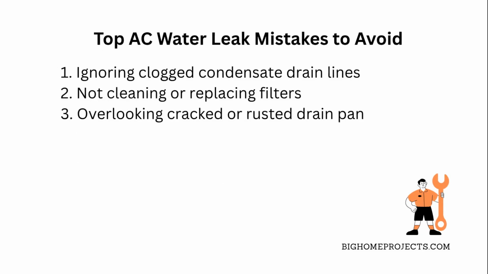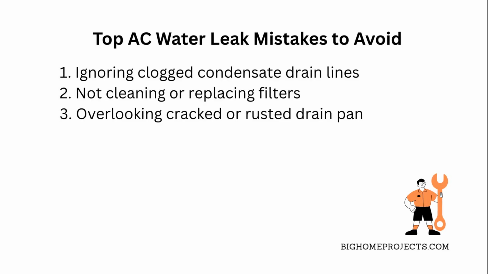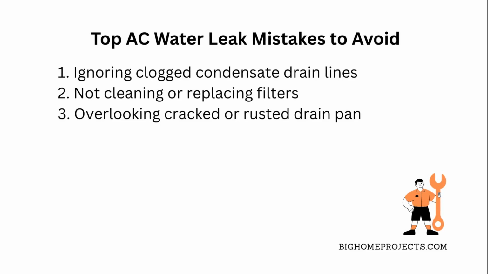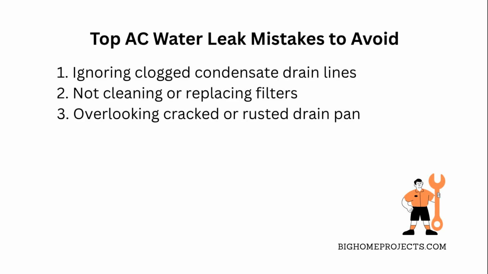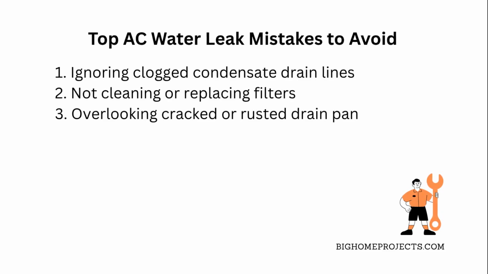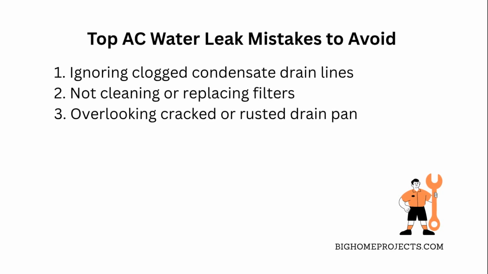One of the biggest mistakes people make with air conditioning water leaks is ignoring clogged condensate drain lines until water starts flooding inside. This can cause mold and damage drywall, so fix clogs as soon as possible by cleaning or vacuuming the drain. Another common issue is not cleaning or replacing dirty air filters, which leads to poor airflow and excess condensation that overwhelms the drain system. Swapping filters monthly helps a lot.